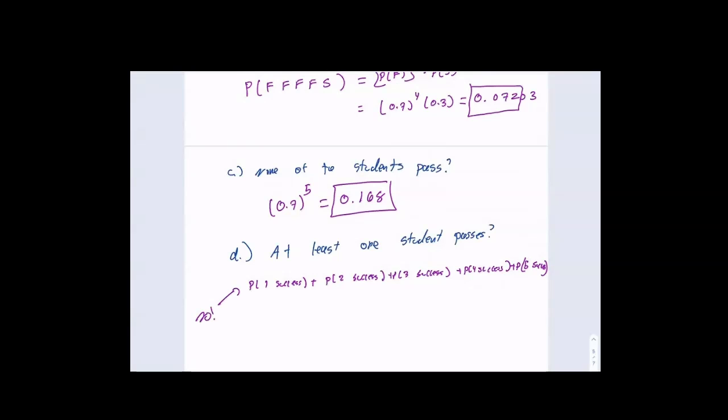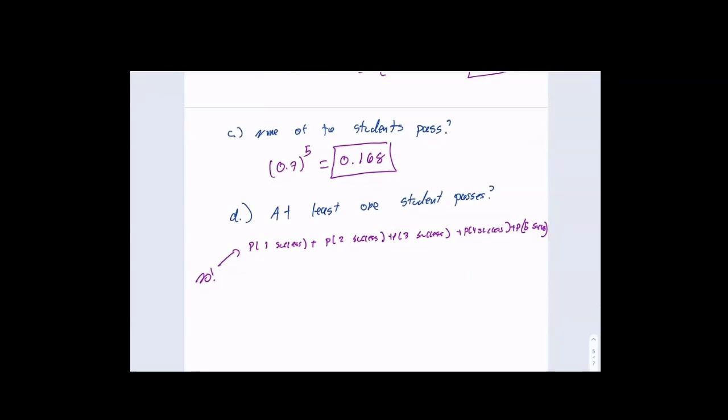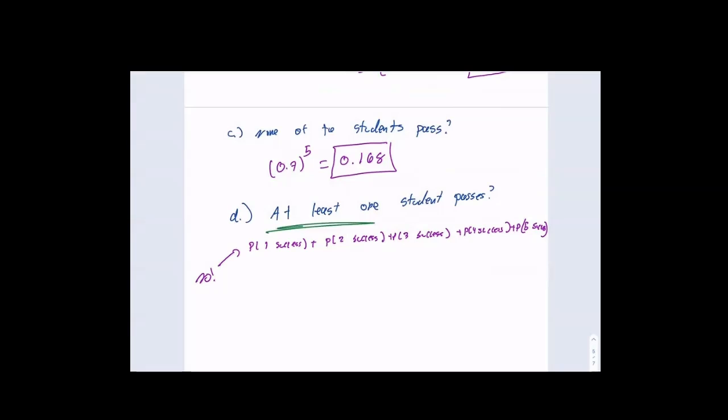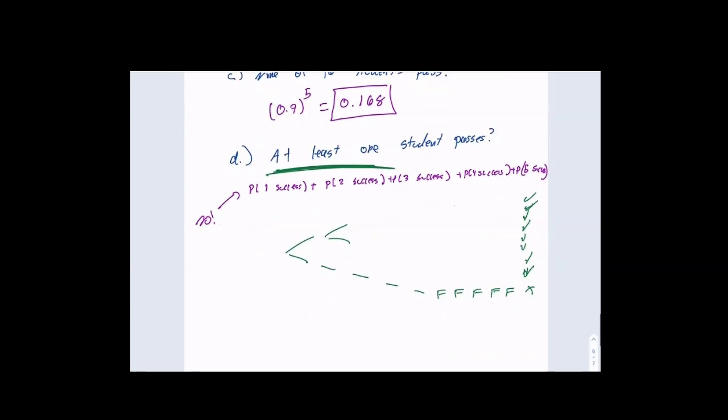We do not want to do it this way, because that's way too many different outcomes. There's 31 different ones. So when I see a problem that says at least 1, something that always helps me is that I try to do my Venn diagram, and then I do this: fail, fail, fail, fail, fail. Mentally, this is what goes on in my head when I read at least one. There are all these different ways to get at least one success, and there's only one way to get a failure.